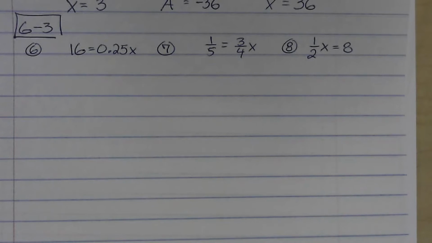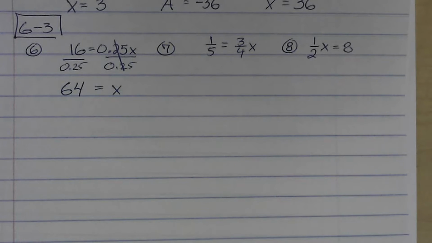For number 6, x is being multiplied by 0.25. Anytime a number touches a letter, it's multiplication. The opposite is division. We divide both sides by 0.25, and on the right, they cancel. On the left, 16 divided by 0.25 is 64.